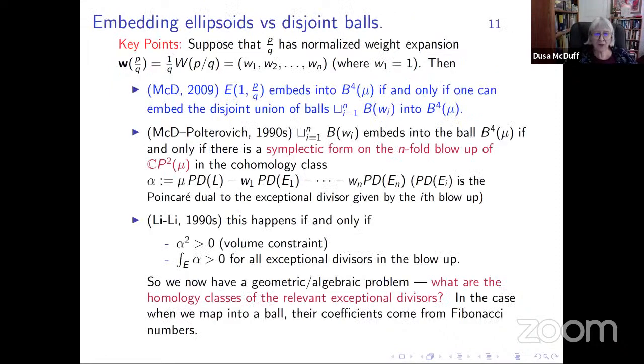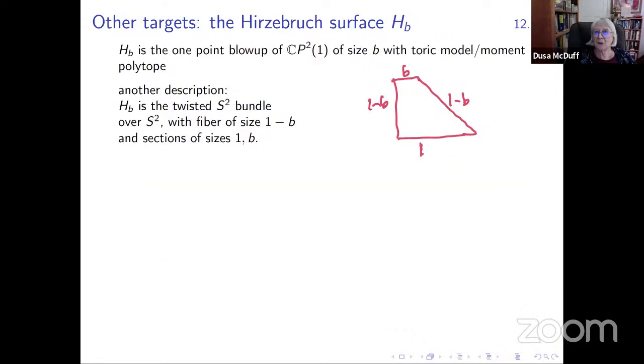So that's sort of the problem that Felix and I solved. And in the case when you're mapping into a ball, you calculate and you find out that the relevant exceptional divisors, the coefficients come from Fibonacci numbers. Now, what I've been doing now is looking at other targets.